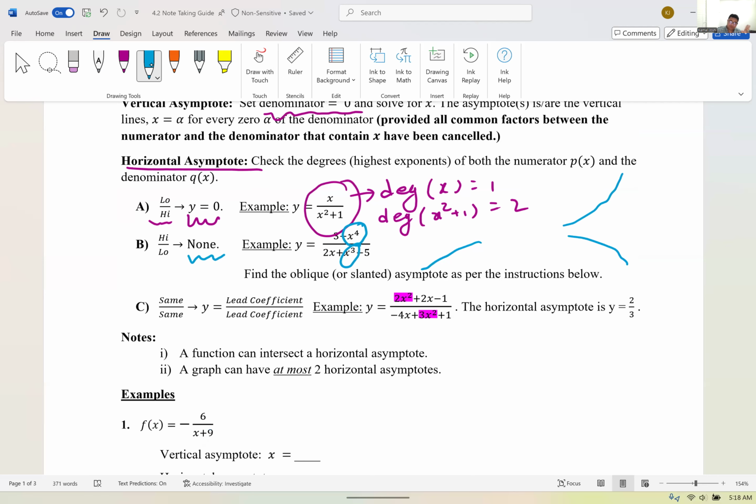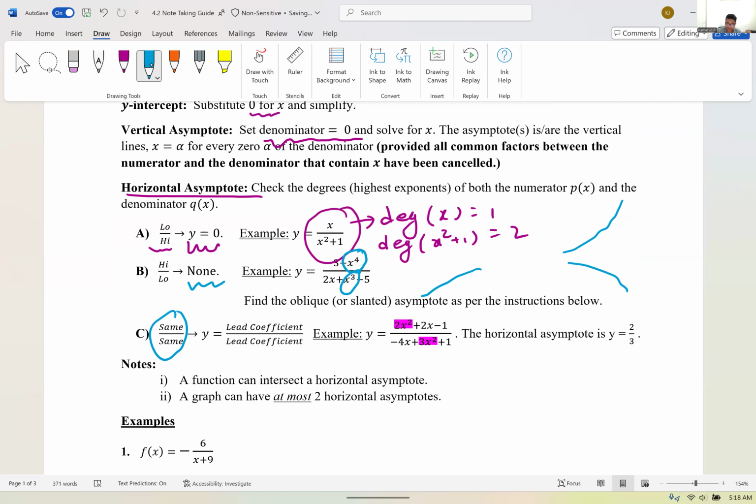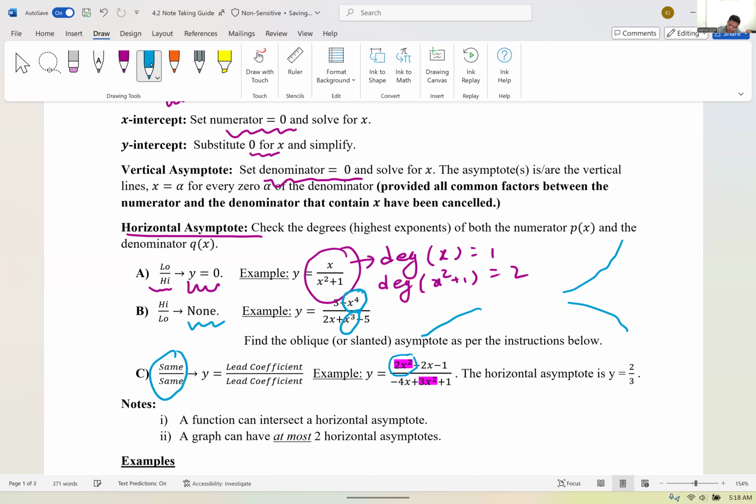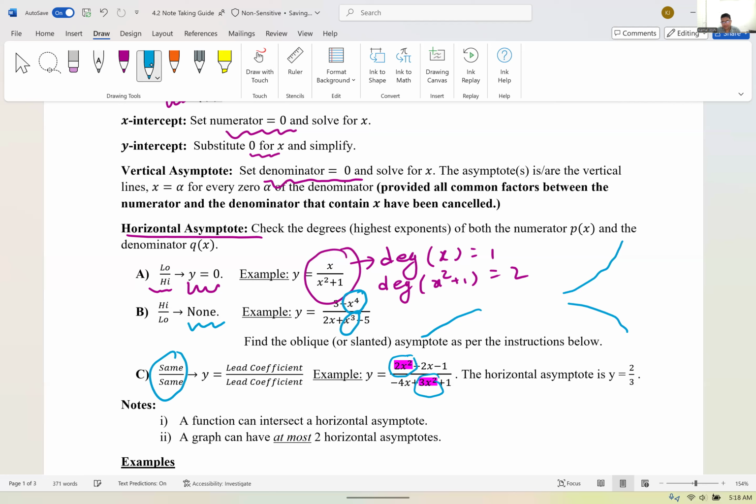And so low divided by high, high divided by low. What if both are equal? That is same divided by same. Okay. So an example here you can see 2x square divided by this expression which has 3x square. I have highlighted in pink the terms that determine the degree of that polynomial. Okay. So it's not always the first term, it could be any term in that expression where the exponent of x is largest, right? Now in this case, x square is the largest exponent in numerator and denominator.